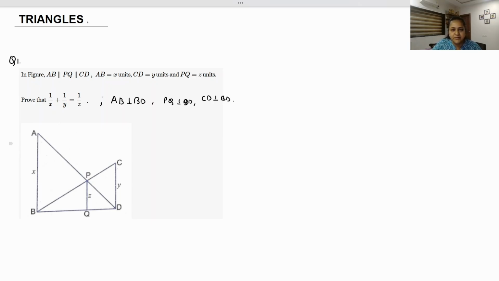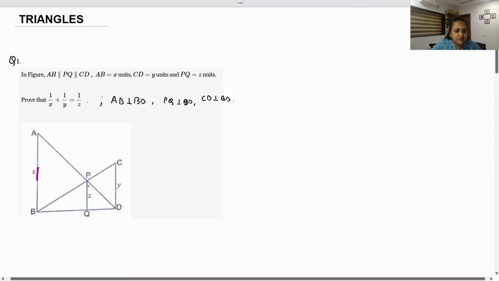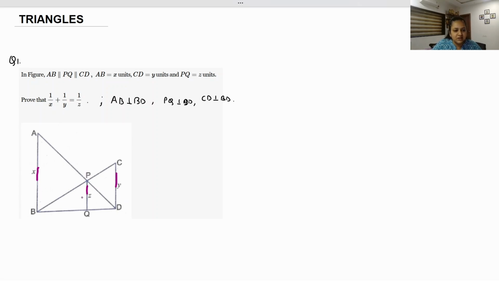There's a very simple way of doing this question. We will look at the question as follows. We need X. Where is X? X is here. We need Y and we need Z. If you see carefully, AB is parallel to PQ. That means X and Z, if I compare, they will be over here. They are parts of these two triangles.